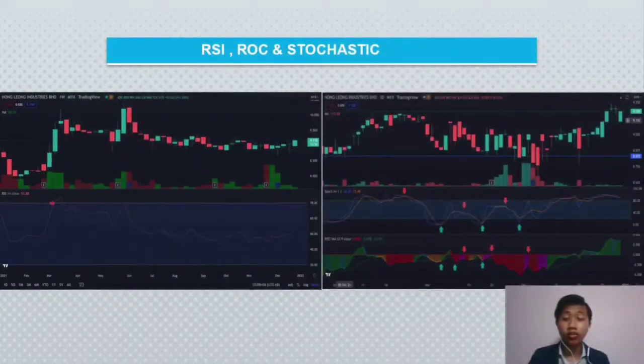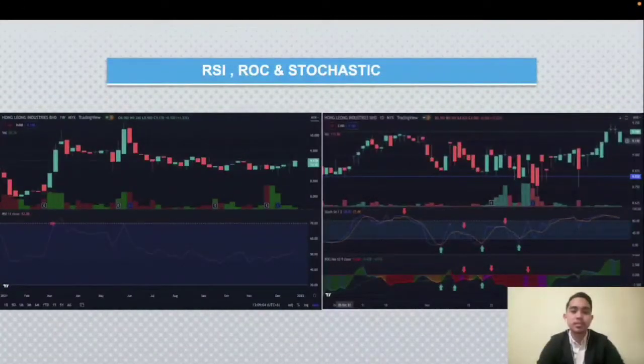As we can see on 5, 10 and 18 November, the purchasing signal for Hong Leong Industry Berhad stock is given with the green arrow whenever the ROC line crosses the zero line from below to above. Moreover, the red arrow indicates a selling signal as it crosses the zero line from above to below, like on 22 November. Next is stochastic.